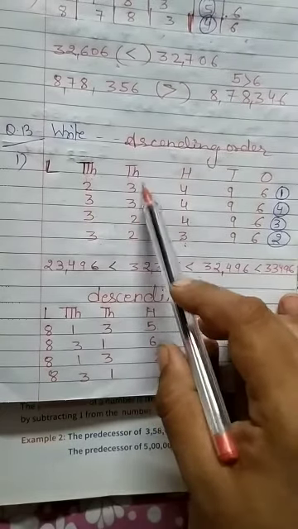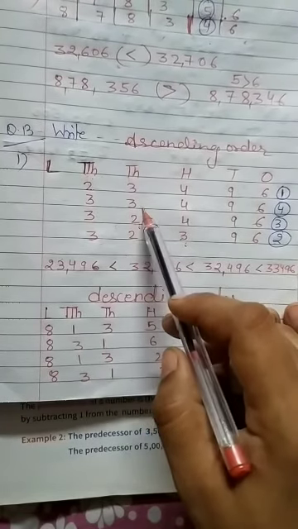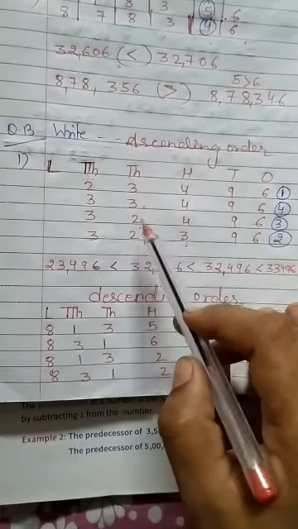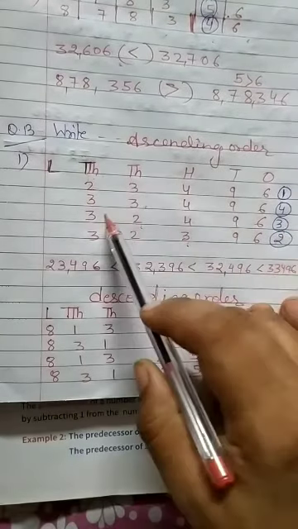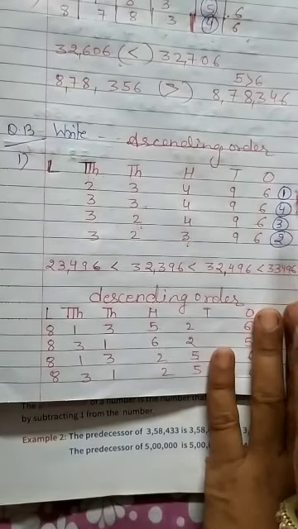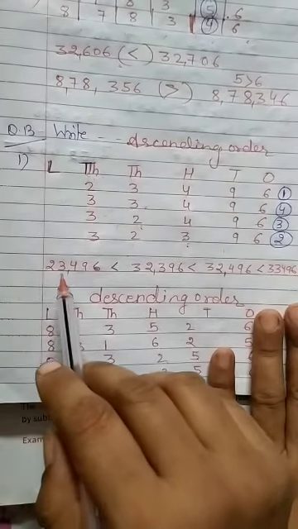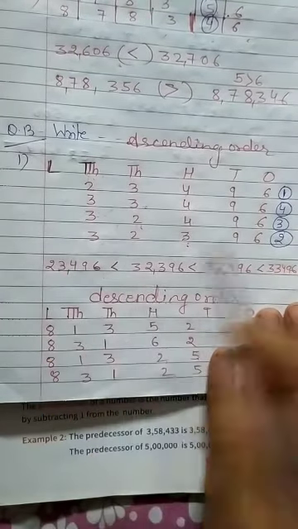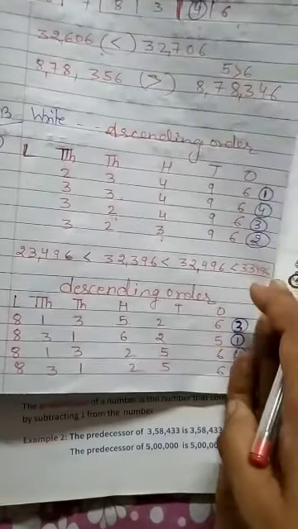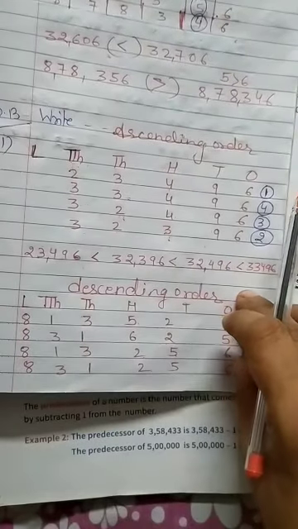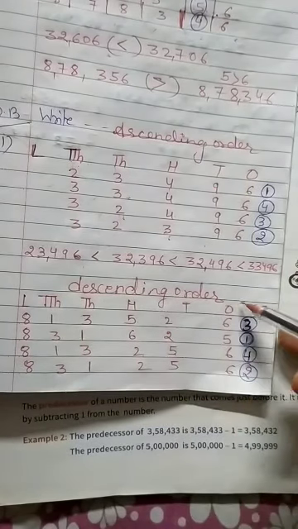Next 3332. It means the 1000 place value is different. 2 is smaller than 3. It means this is the third number. Next, 4. So this is the ascending order of these numbers: 23,496, then 32,346, then 32,496, then 33,496. This is the ascending order. Just the opposite is descending order, it means biggest to smallest.